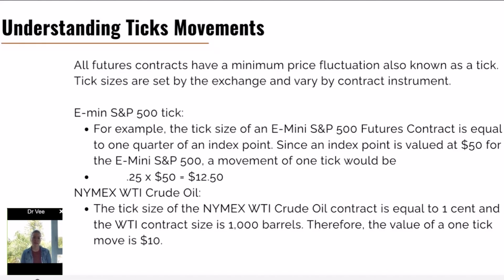Now for something like the NYMEX WTI crude oil, the tick size is 1 cent per barrel. So it's different than ES. Since the contract covers 1,000 barrels, each tick move is worth $10. So you can see it in cents right now. So each time it does a tick up or down, it's gonna be $10 with the E-mini version, the CL. But you can trade the micro version, which is MCL. It's gonna be 1/10 of that risk.